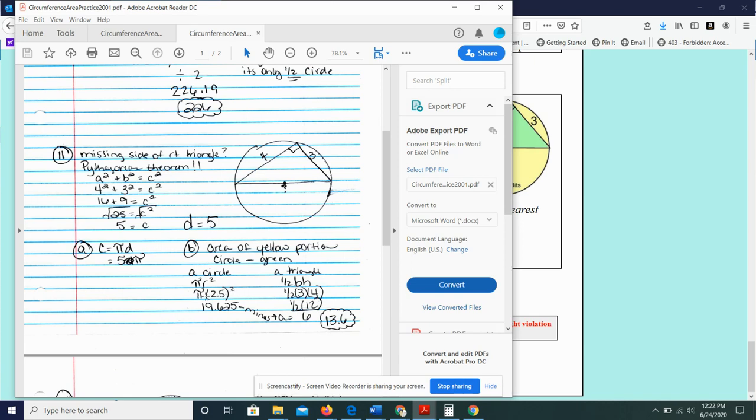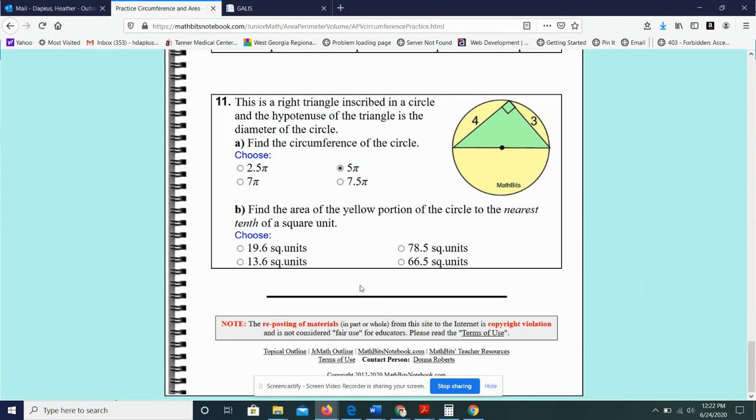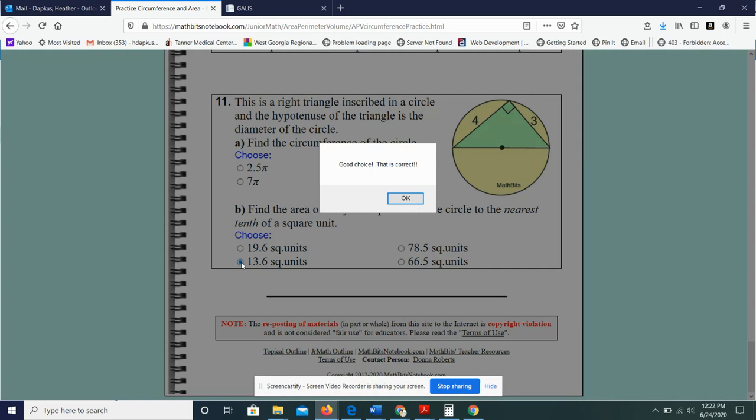2.5 times 2.5 times 3.14 would be 19.625. And if you look on your formula sheet, the area of a triangle is 1/2 base times height. This is the base, this is the height. 1/2 of 3 times 4. 3 times 4 is 12. 1/2 of 12 is 6. So if you take the area of the whole circle and subtract the area of the triangle, which was 6, you get 13.6, which is this right here.